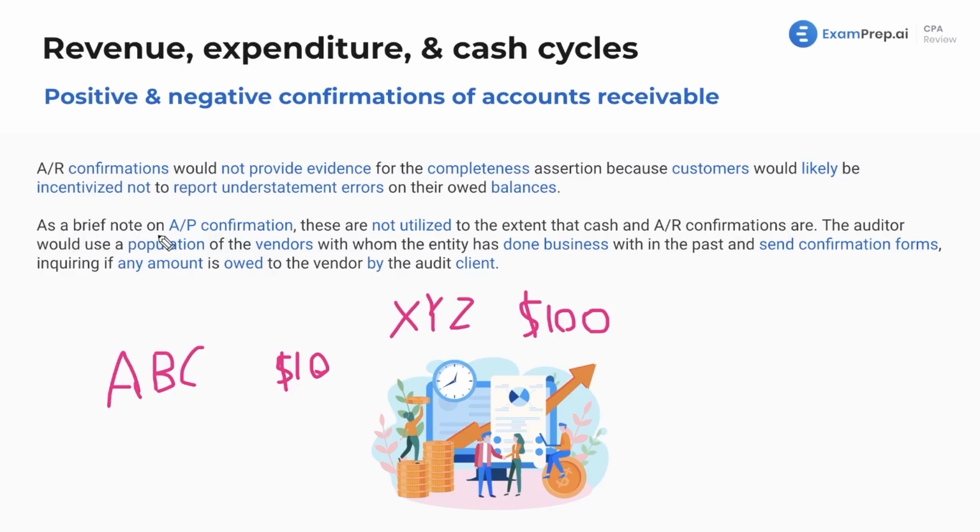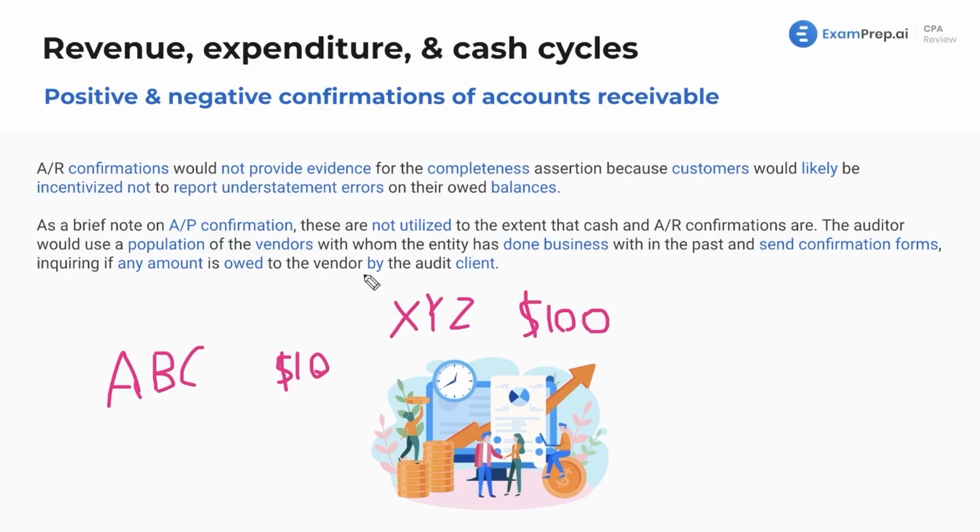As a brief note on AP confirmation, because we've talked about AR confirmation, we'll see AP confirmation when we get to the expenditure cycle, but they're not really utilized to the extent that cash and AR confirmations are. The auditor would use a population of the vendors with whom the entity has done business in the past and send confirmation forms inquiring if any amount is owed to the vendor by the client. Let's think about that for a second, right?